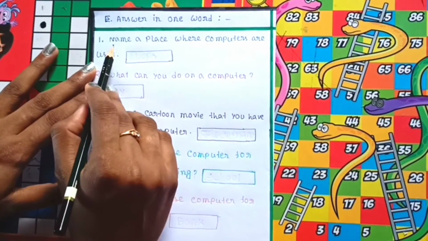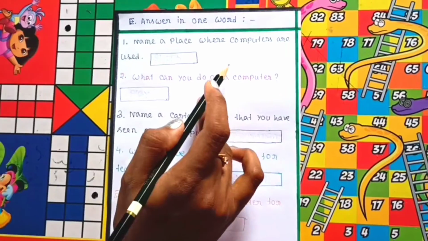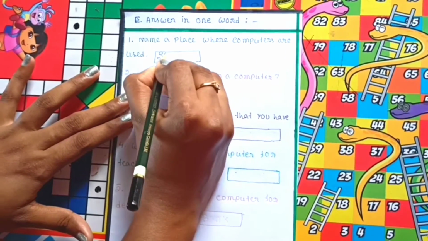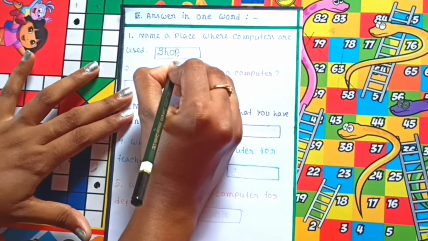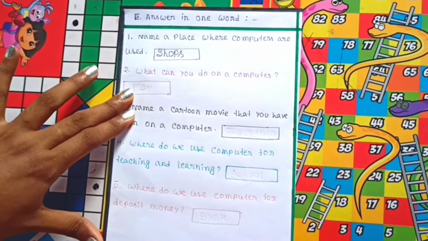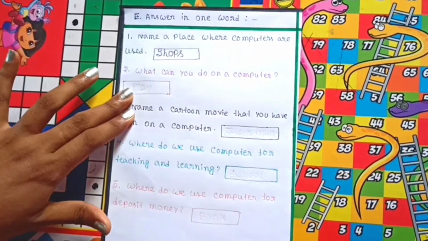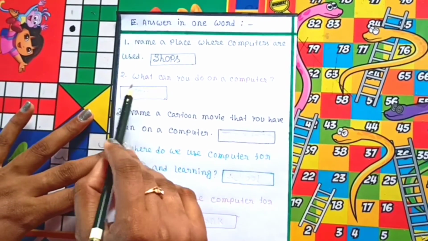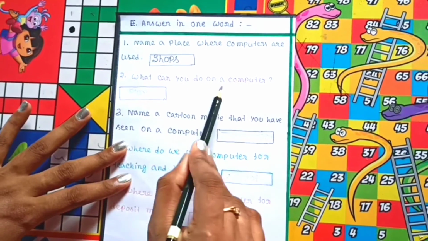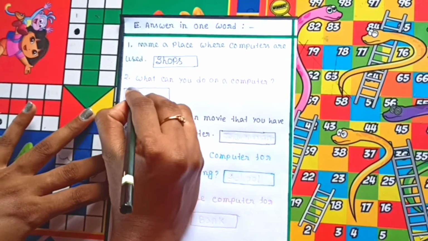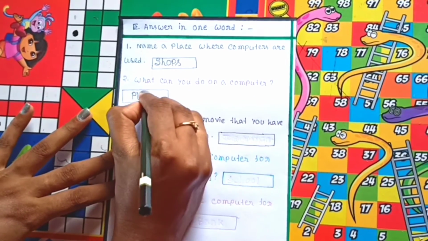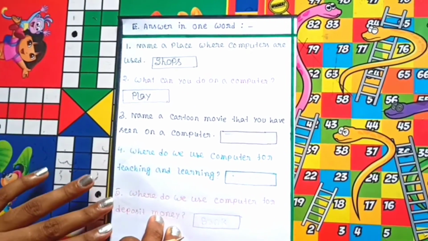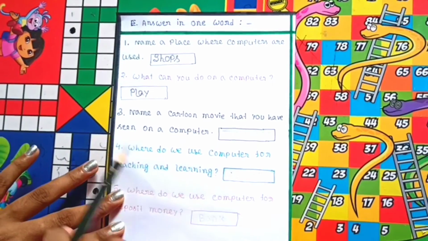Okay? Name a place where computers are used. Name a place where we use computers such as shops, airport, hospital, school. You can write anything. Okay? Next question. What can you do on a computer? You play games on computer. You watch movies on computer. Okay? So I write play.